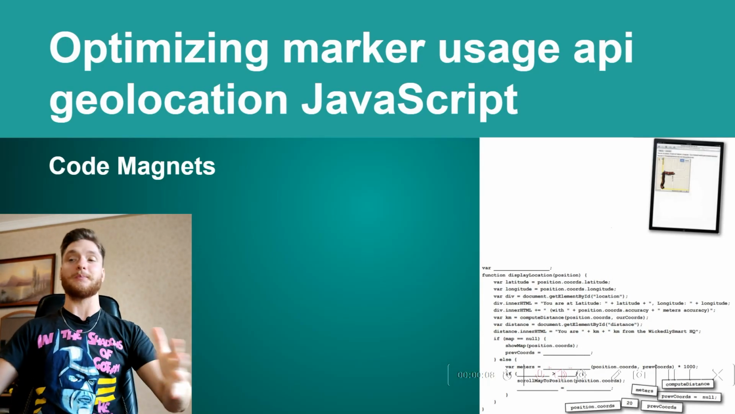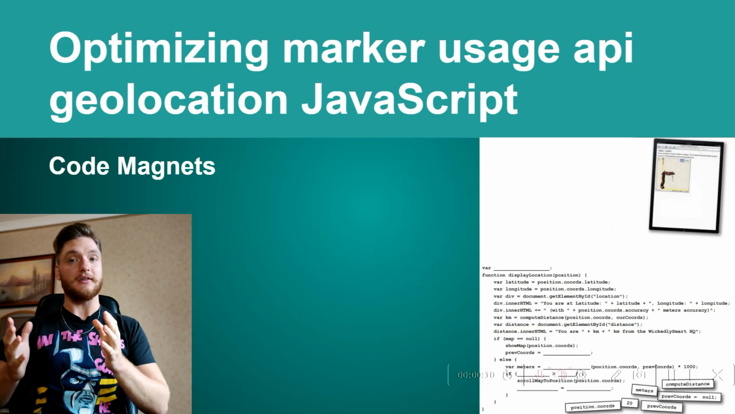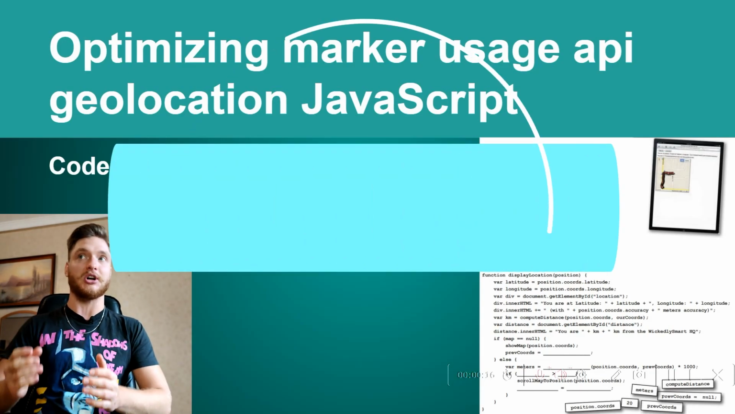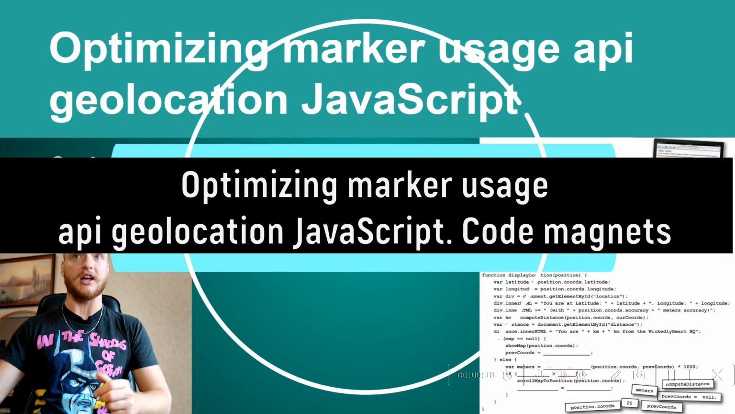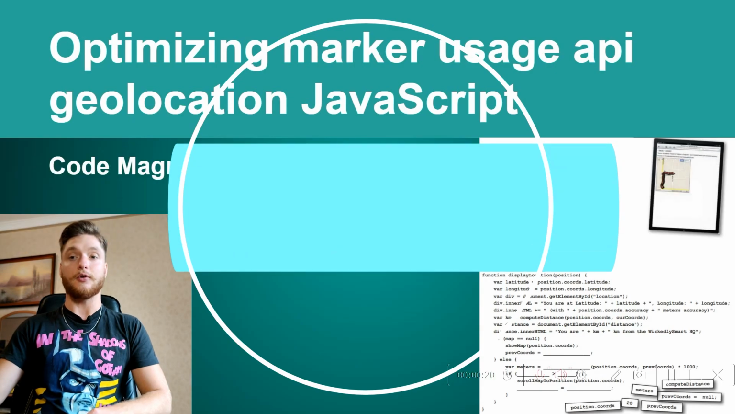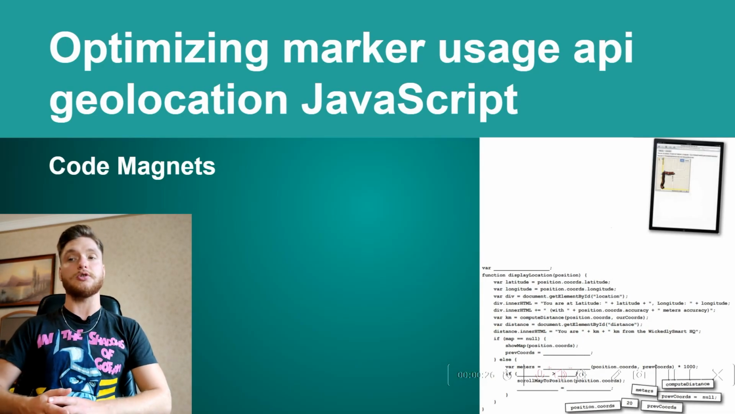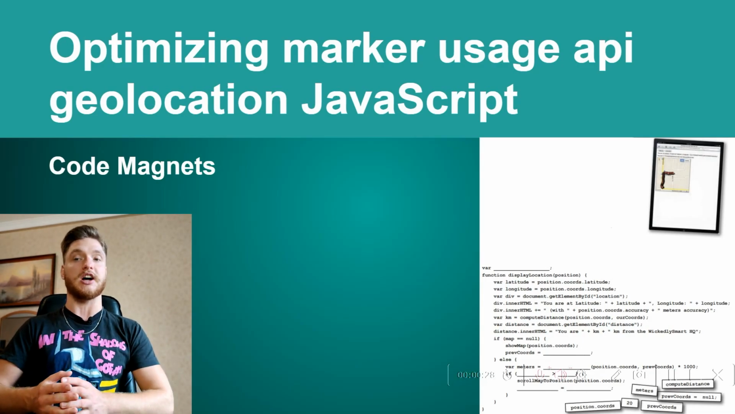I greet you, welcome. This is our 35th lesson about HTML and JavaScript, and the topic we're talking about is optimizing marker usage, the geolocation API, JavaScript. And for a start, a code magnets exercise. Before we conclude this chapter, we thought you might want to really polish this up.